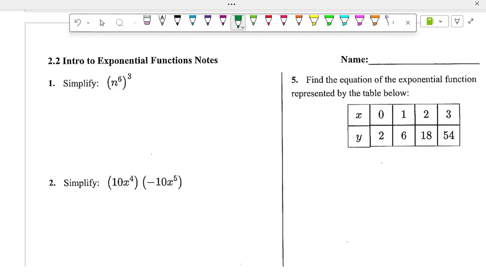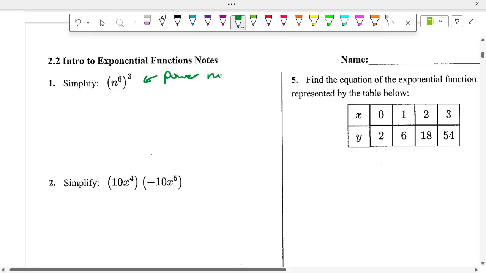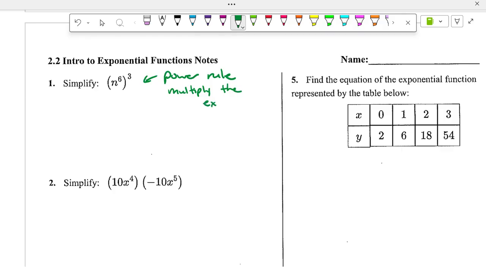So this first rule is the power rule. And all it states is that if you have a power raised to another power, so this is the 6th power raised to the 3rd power, all you do is multiply the exponents together. So if we distribute that 3 to the 6, what's 3 times 6? 18. So this will be n to the 18th power. And that's it. That's all it is.